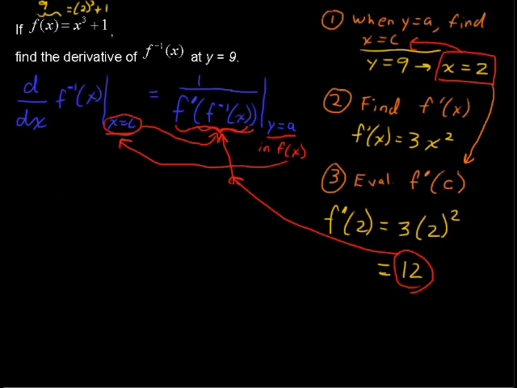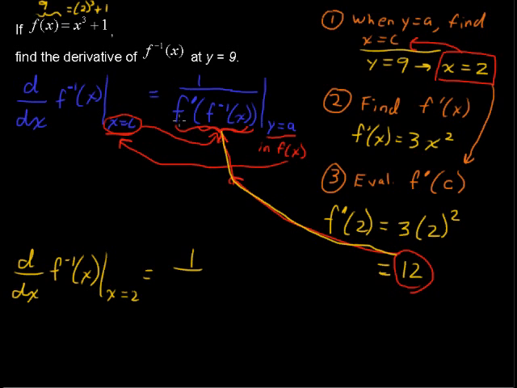So in the end, let's write this all the way up. What we have is d dx, the derivative of the inverse function at x equals 2. That equals 1 over what we've just evaluated here. Let me draw it in the yellow color so we can follow. This entire denominator is 12. So this is our answer for that problem.